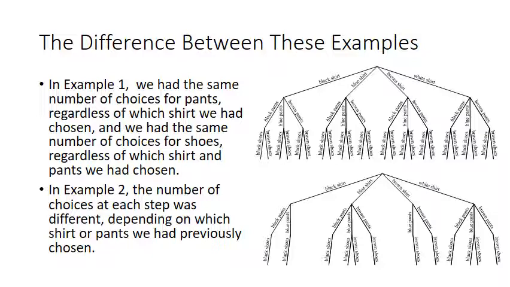So the number of outcomes available to us on each step did not depend on the particular outcomes that we had previously chosen. Whereas in example 2, the number of choices at each step was different depending on which shirts or pants we had previously chosen, right? Like right here, I have 3 choices, but over here I only had 2 choices. So my number of choices depended on what I had previously chosen.